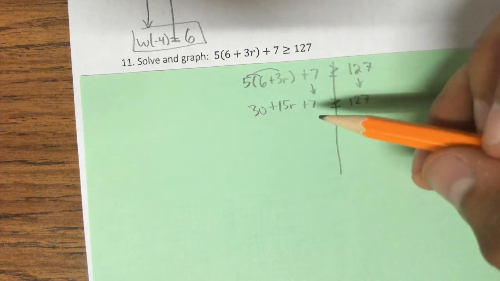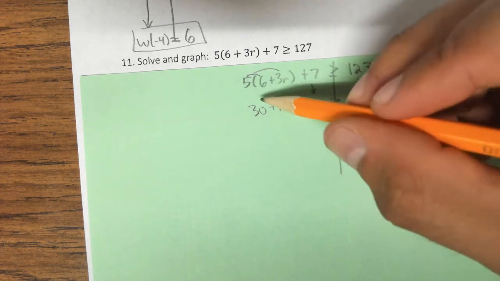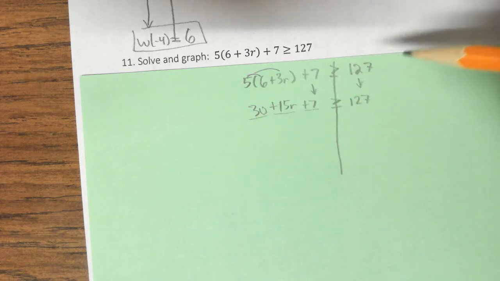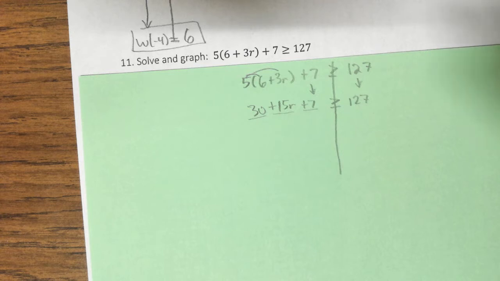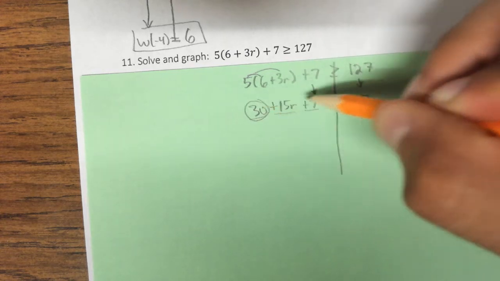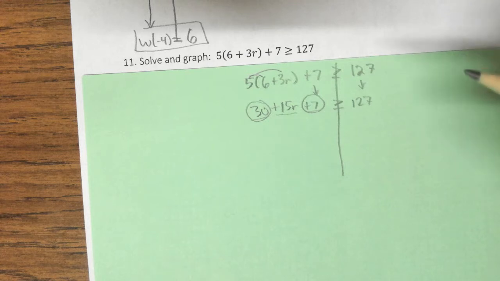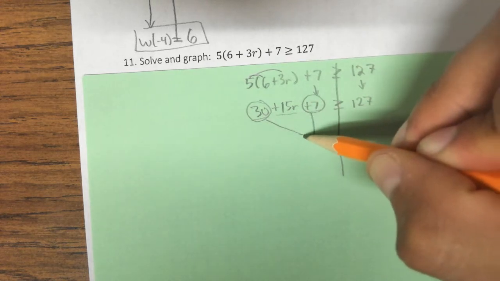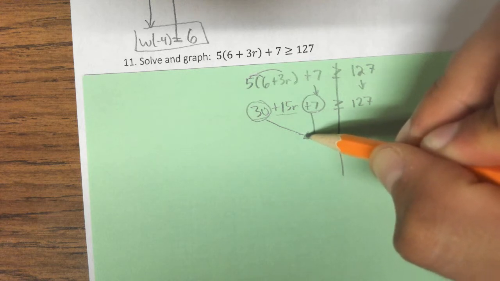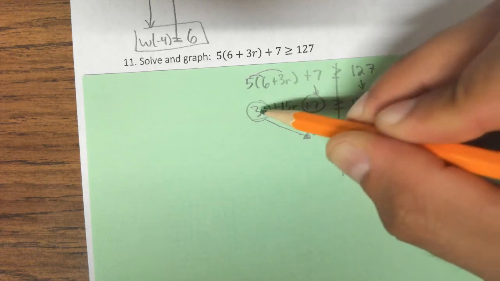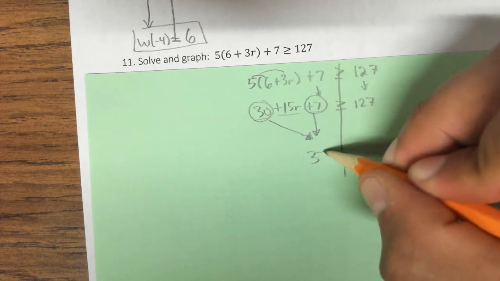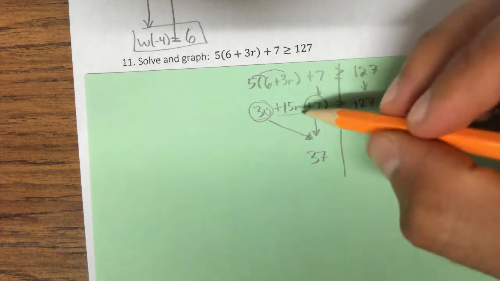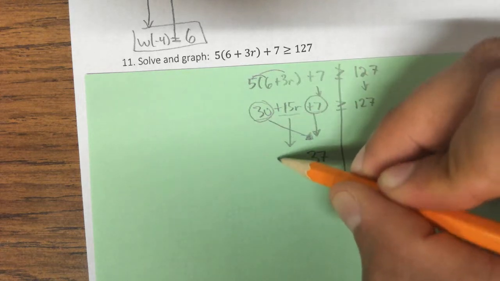All right, so now our next step is to combine like terms. We have 3 different terms over here. We have the 30, the plus 15r, and the plus 7. Of those terms, the 30 and the 7 are the same type of term. They're both numbers. So we can actually put those 2 together. Again, all that means is just add them together. 30 plus 7 is going to give me 37. 15r, we couldn't combine it with anything else, so we're just going to bring that down.